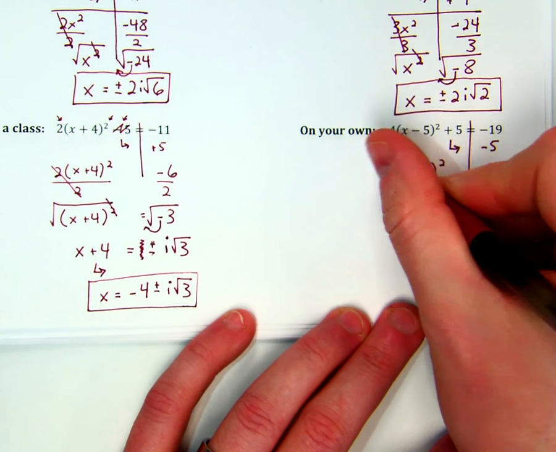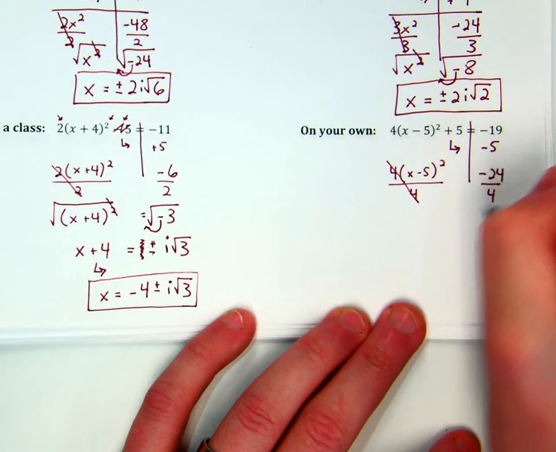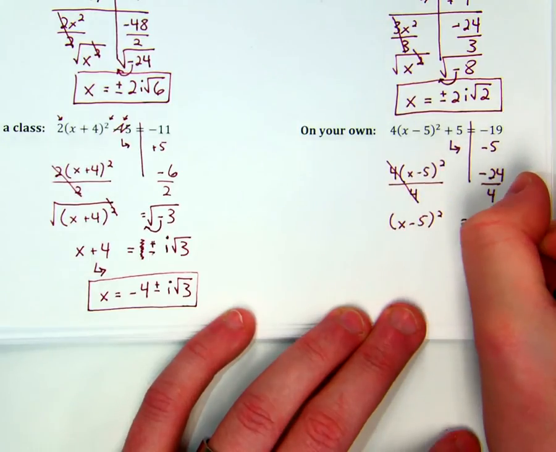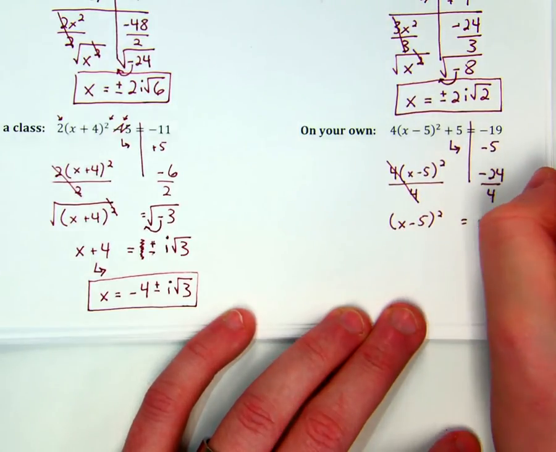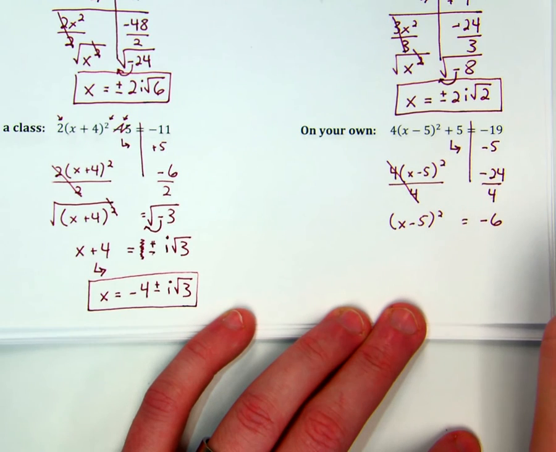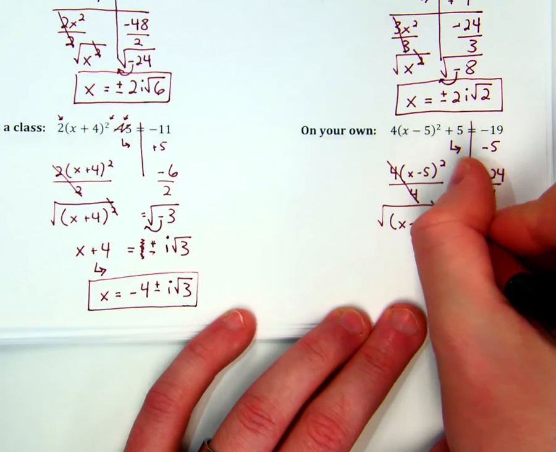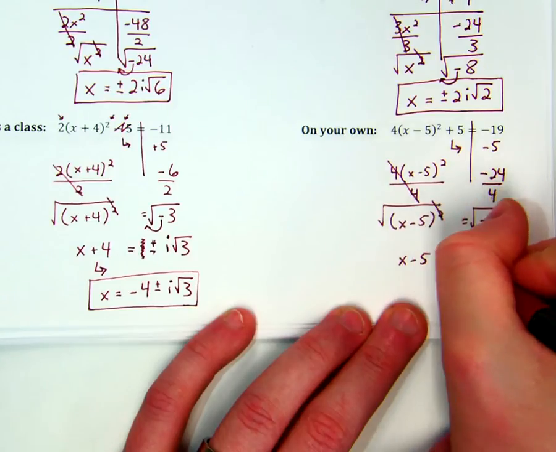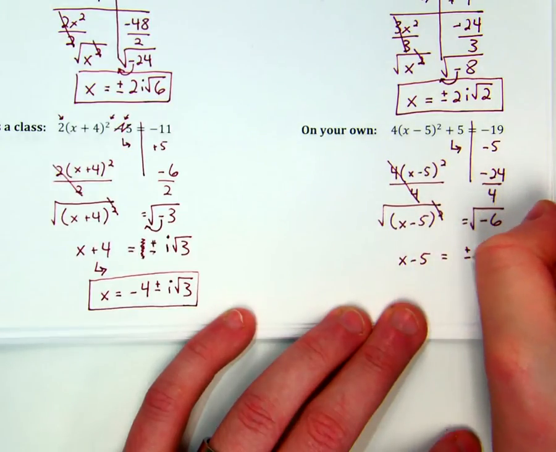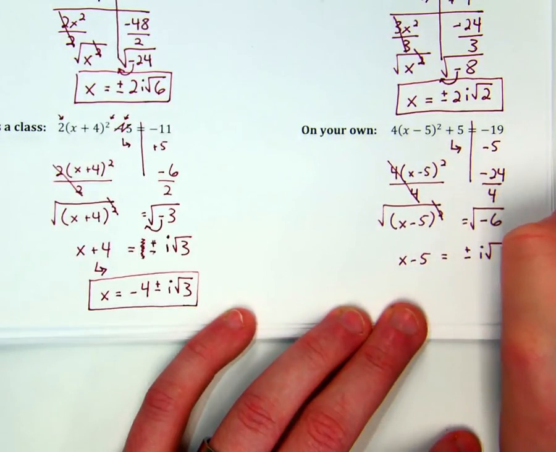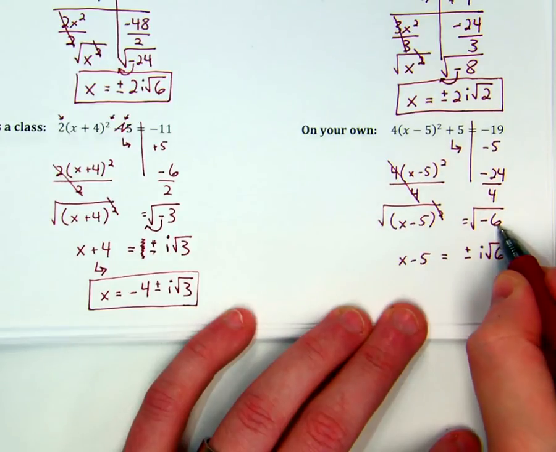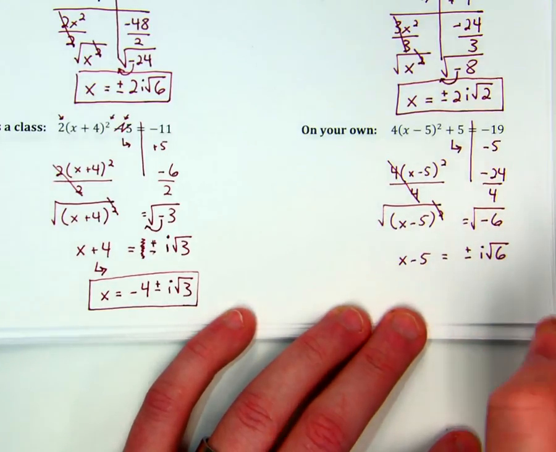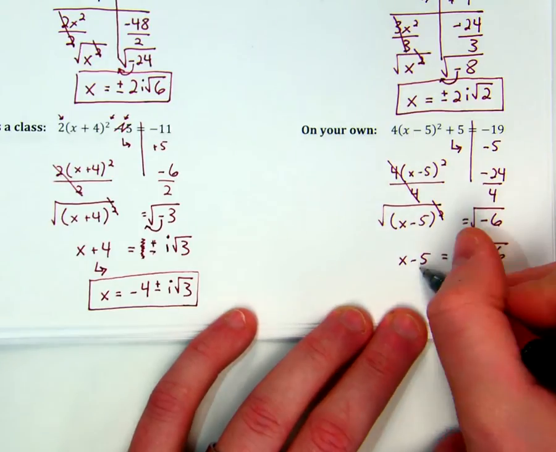Next, we're going to undo the times 4 with a divide by 4, and we're going to find that the quantity (x minus 5) squared equals negative 24 divided by 4, which is negative 6. We undo the squared with a square root, and we'll find that x minus 5 equals plus or minus i times the square root of 6. The square root of 6 does not simplify.